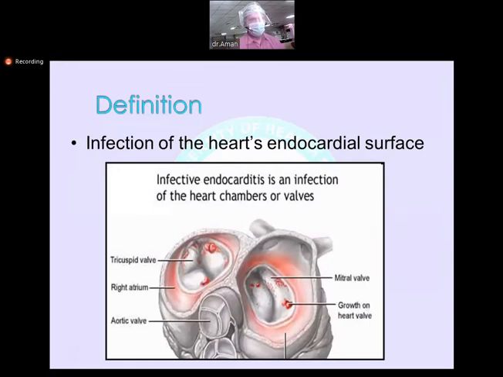As the name indicates, it is an infection of the heart's endocardial surface. Infective endocarditis is an infection of the heart chamber or valve, mostly the inner side. Here you are looking at the growth on the mitral valve, and here on the tricuspid valve you also see certain growth. So it affects the valve, the inner side of the heart.